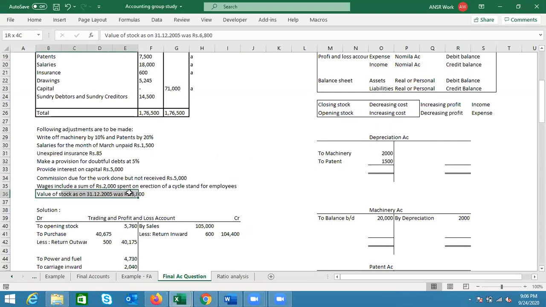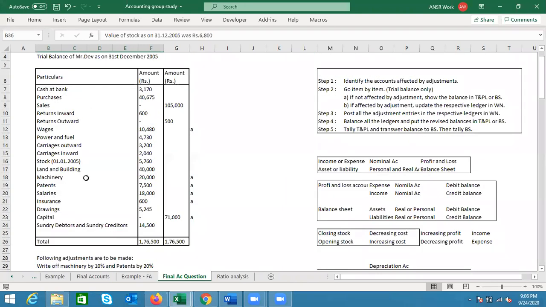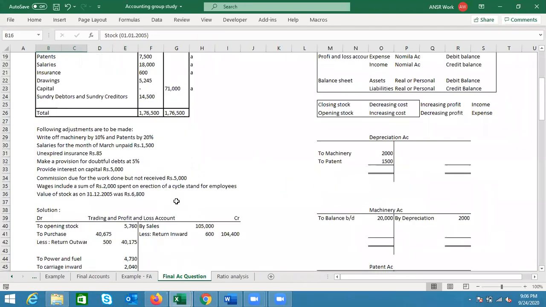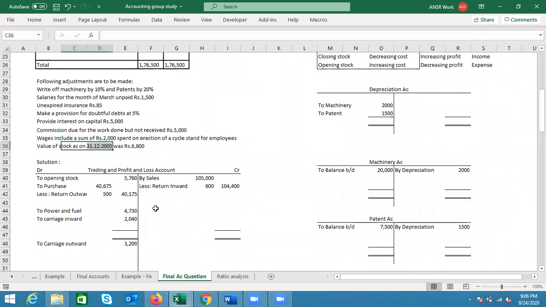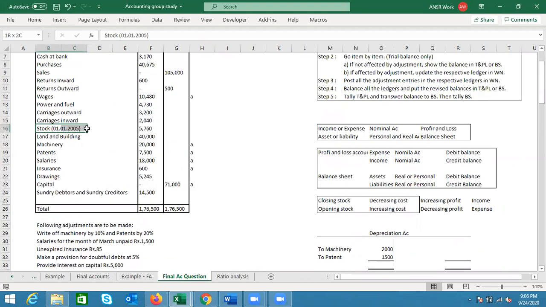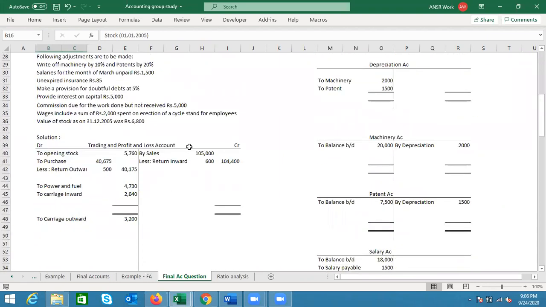It says value of closing stock. Value of stock at 31st December 2005, meaning closing stock only. If you remember, the opening stock was given as 1/1/2005 and the closing stock is given as 31/12/2005. If the stock is given for 31st December of a particular year, that is closing stock. If it is given for 1st January of a particular year, that is opening stock. That is the whole meaning of opening and closing, isn't it?